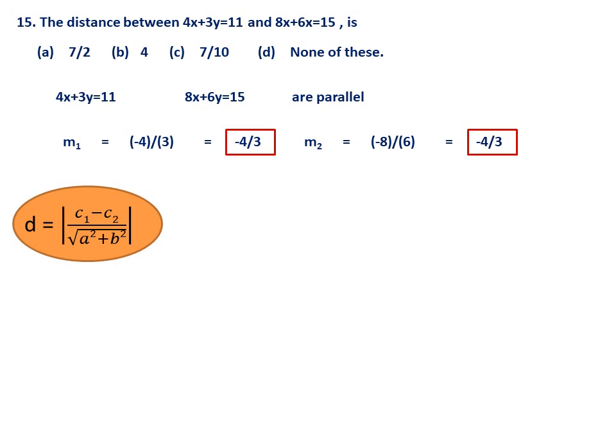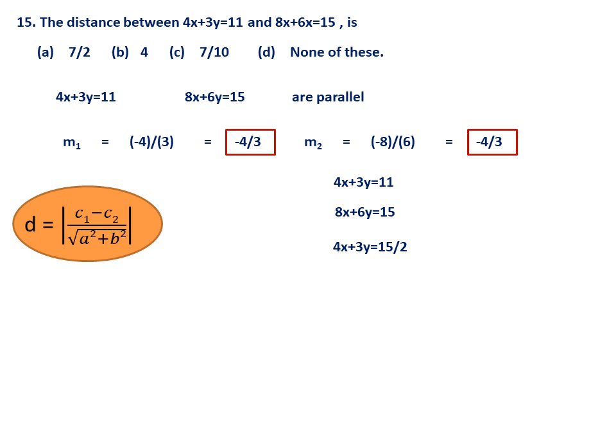c1 minus c2 by root of a square plus b square. But one thing you should be very clear here, a and b should be same in both the equations. That is very, very important. Therefore, what I have done is, see, you can do by two different methods. I have divided by 2.